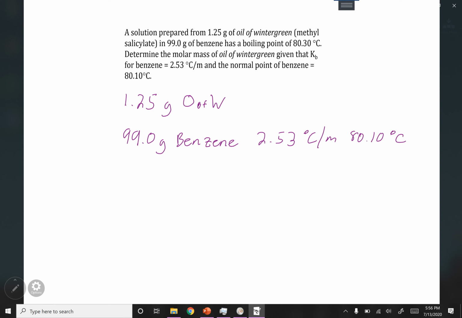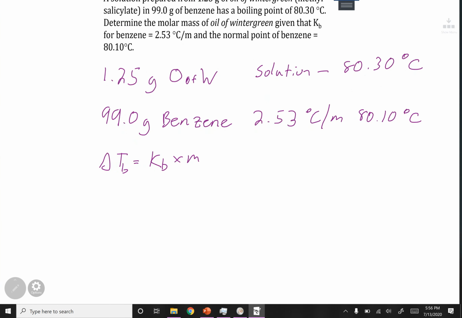And they told us that the solution has a boiling point of 80.30 degrees C. We know we're going to use our delta T equation, so K times m, this is Kb. We're looking to figure out what is the molar mass of oil of wintergreen.